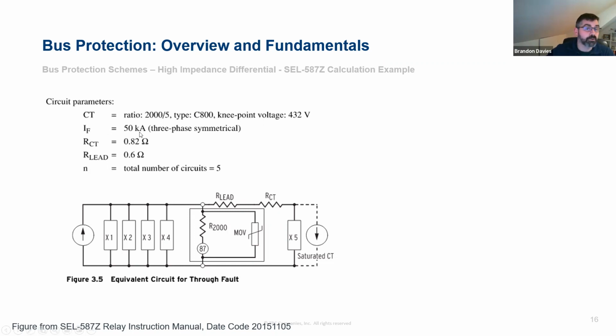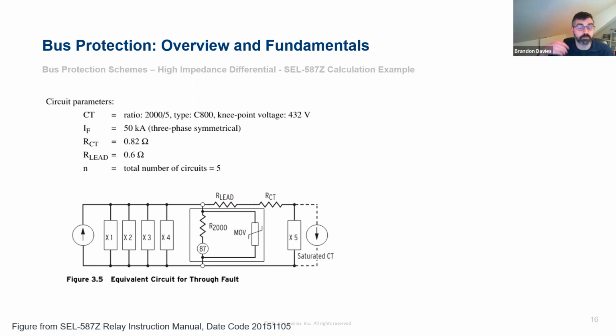We've got about 50,000 amps of fault current at the bus. We've got CT winding resistance of 0.82 ohms and a lead resistance of 0.6 ohms, and that's the cables and everything between the CT and the junction point where all the CTs are summed together.